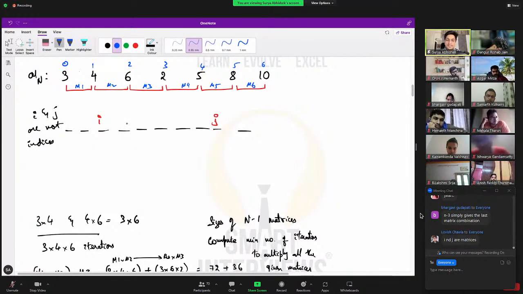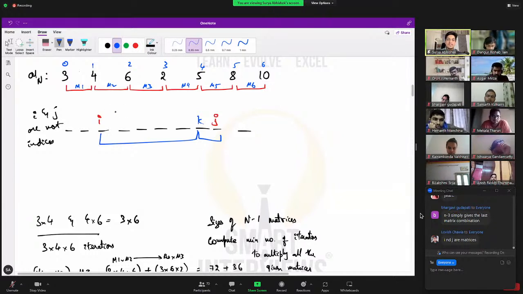Now, what are my options? I can multiply i to k and then multiply k to j. Or I can multiply i to k and then multiply k to j. Are you following me here? And then here. Yes. These are all the possible options that we have for multiplying the matrices from i to j.